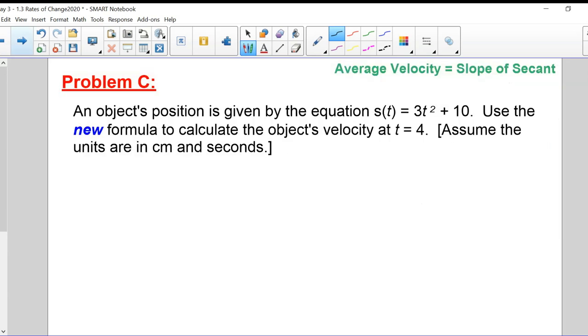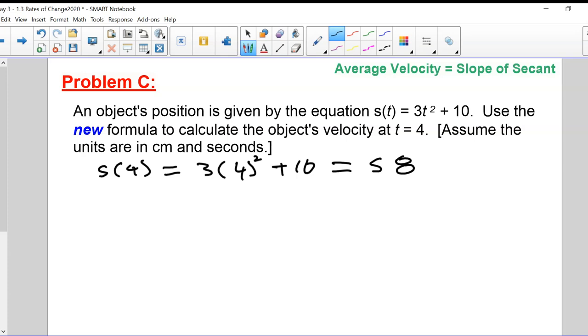So we still have to ask the question, what is the s of 4? That's not changing. The s of 4 is going to be equal to 3 times 4 squared plus 10, which, let me see if I can do this in my head. 4 squared is 16, times 3 is 48. I'm going to say 58, but you guys are the ones with the calculator. I'm doing this in my head. Oh, thank you, Alexander. So that's what the s of 4 is.